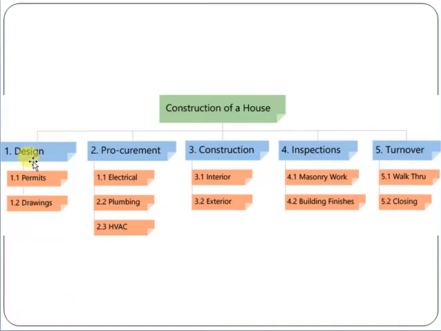Then in the design you must see what the other activities are, like permits, drawings, procurement of electrical things, plumbing, HVAC, construction, interior, exterior, inspection, masonry work, building finishes, turnover, walkthrough, closing. So all these things come under the subcategories of the main subject. If you just see from here, friend, construction of house is the main objective, or just think of construction of house as a project. Then this is level 1, and then this is level 2, and we are categorizing it, and we are decomposing it.